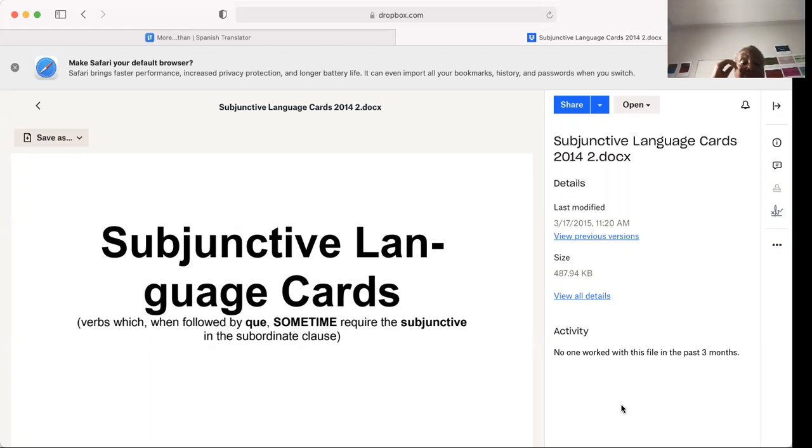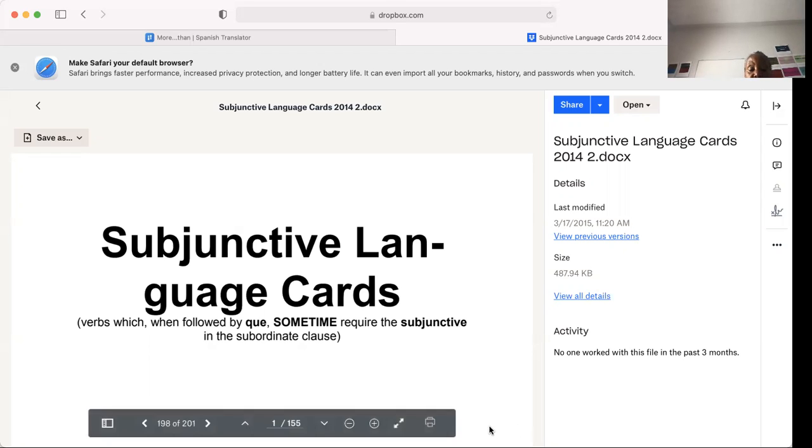So here we go. Subjunctive language cards, verbs which when followed by que sometimes require the subjunctive in the subordinate clause. So these are verbs that do not always require it, and I'm going to show you what I'm talking about.